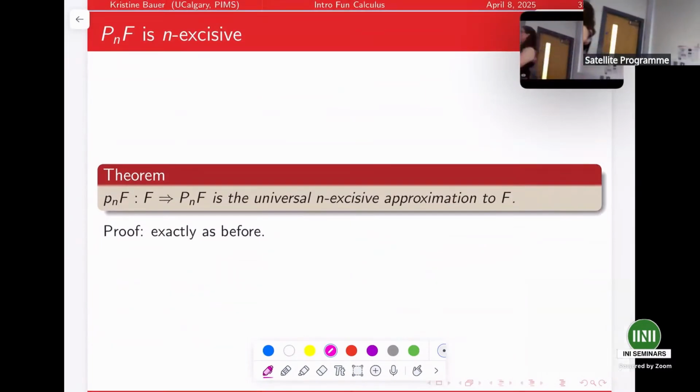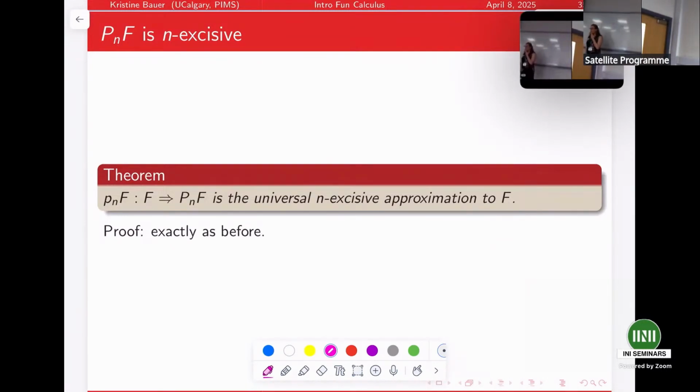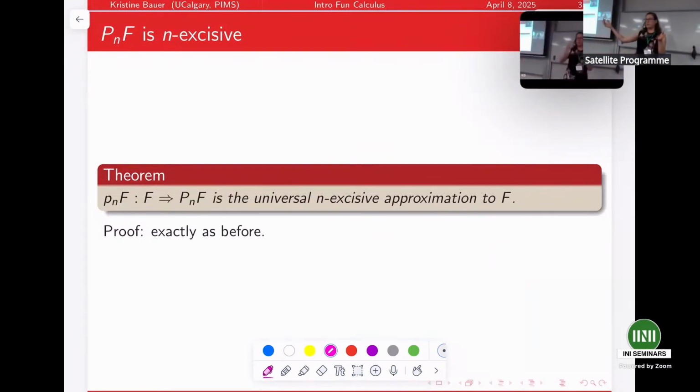This is in fact the universal n excisive approximation to F. The proof of that is no different than the one I showed you for P1 yesterday. It's just showing that we're going to get maps from F to PNF, and that if you have another map to another n excisive functor, then it's going to factor through PNF the same way that I showed you yesterday. So I declined to do it twice today.